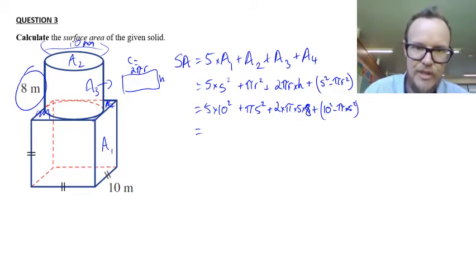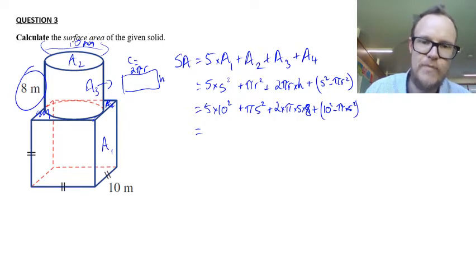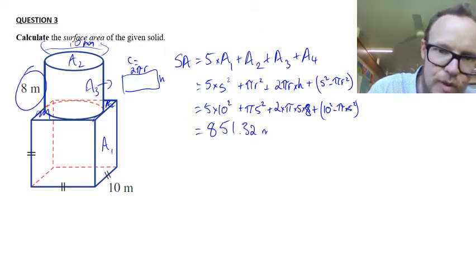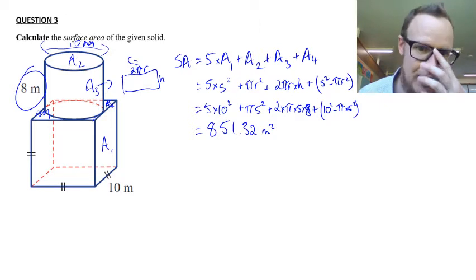So 5 times 10 squared plus pi times 5 squared plus 2 times pi times 5 times 8 plus, and then we do our 10 squared minus pi times 5 squared, and we get 851.32 square meters for the surface area of that shape.